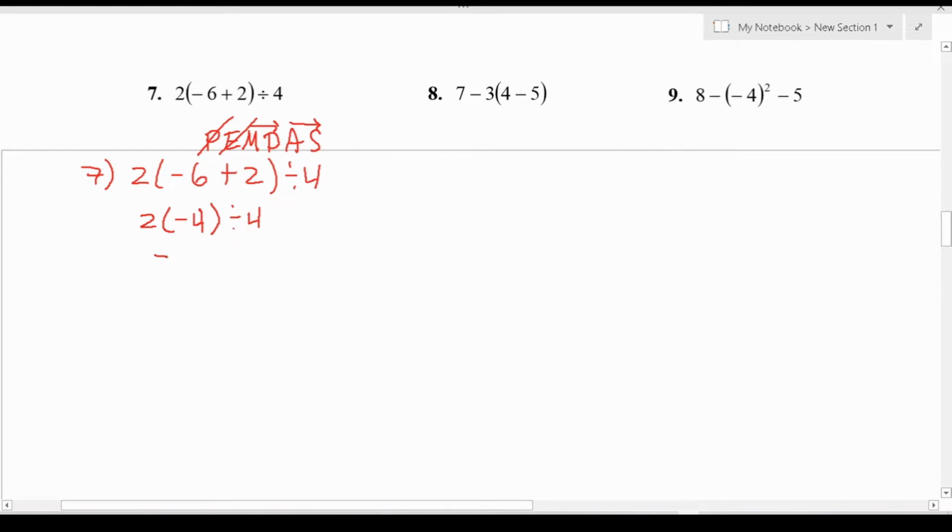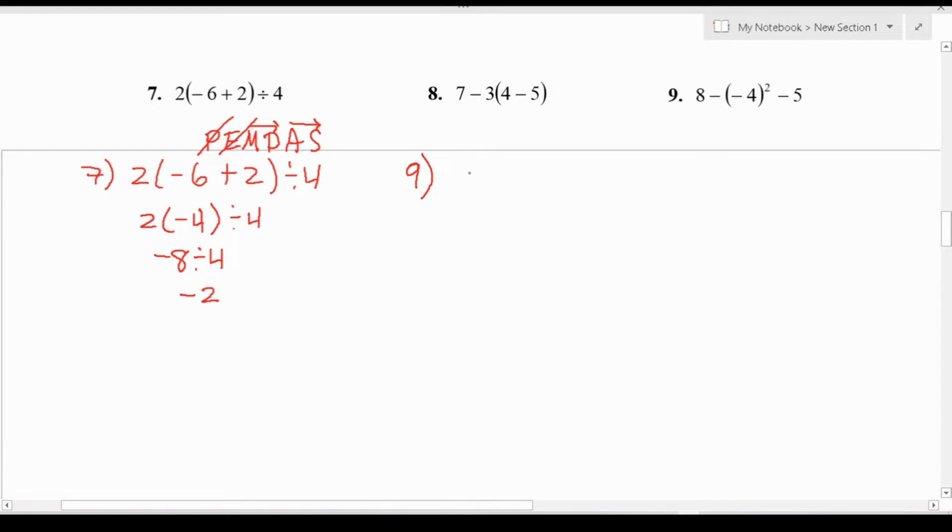2 times -4 is -8. Again, that's divided by 4. So we did the multiplication. Now we can see we have division left. -8 divided by 4 is going to be -2. Okay? All right, let's move on to number 9.